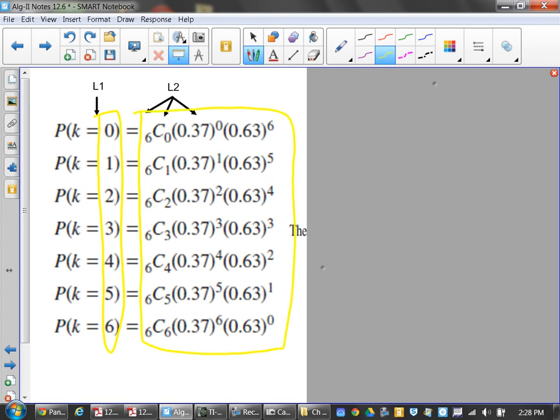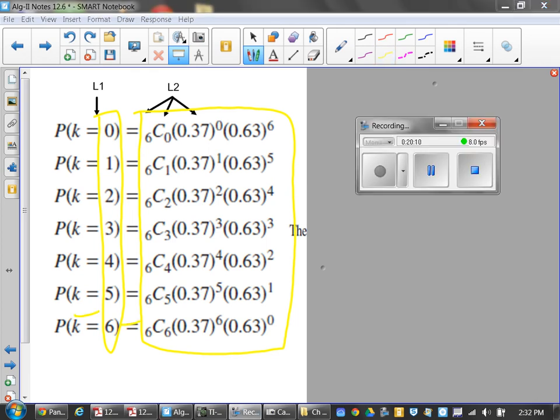It's just you're typing the formula in. It's just a little tedious stuff to put them in. So you're doing your 6 choose 0, 0.37 to the 0, 0.63 to the 6, 6 choose 1, and so on and so on. Take a minute and put those in. I want to walk you through how to create the histogram because there's a couple things you have to learn how to do on the calculator. Okay? So take a minute and do that real fast.